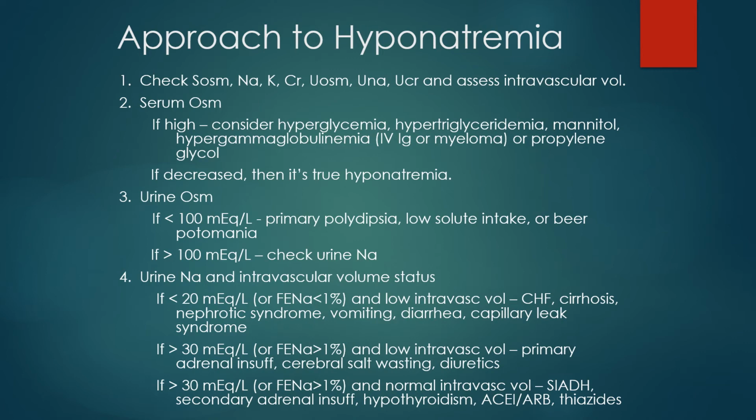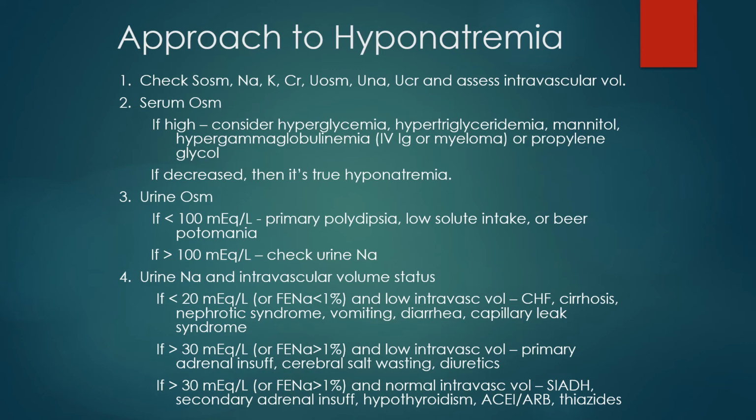If it's a true hyponatremia, a urine osmolality will tell you whether the patient is appropriately or inappropriately diluting the urine to increase free water excretion in the setting of hyponatremia. If the urine osmolality is less than 100, the urine is appropriately dilute, and primary polydipsia or beer potomania should be considered. A urine osmolality greater than 100 suggests that there's an inappropriate increase in ADH secretion.